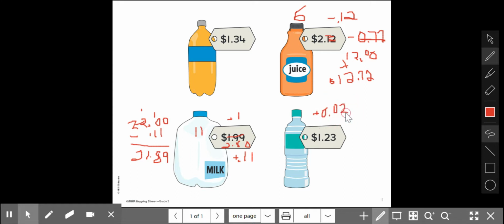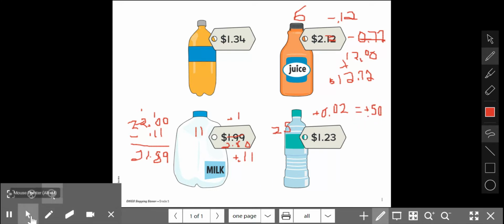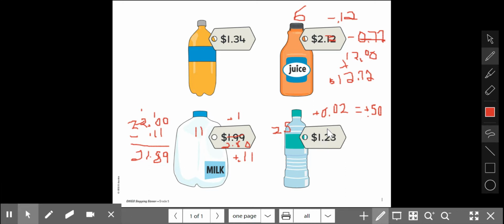0.02. And we're buying 25 of these. Probably, like I said, not a good idea. But if we can follow through, I think it'll help us out. 25 times 2 cents. That means that I have added 50 cents. When I get done, I'm going to need to subtract out 50 cents. I'll just keep that in my mind.